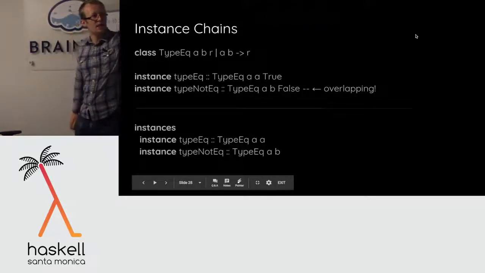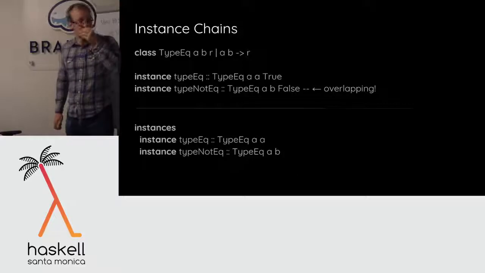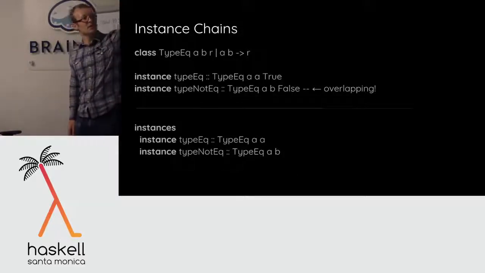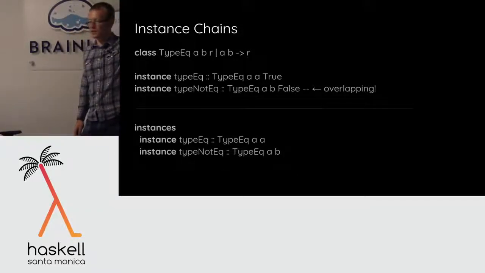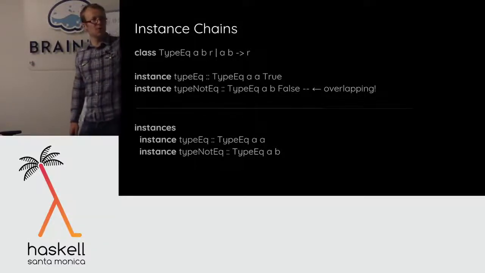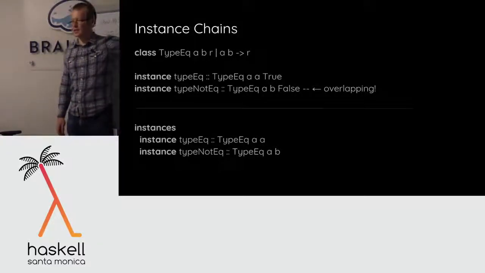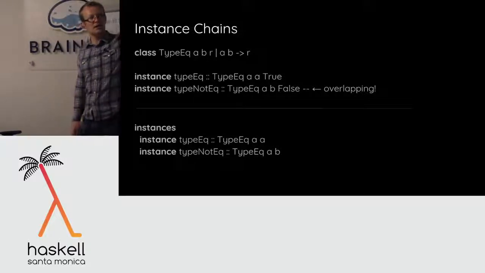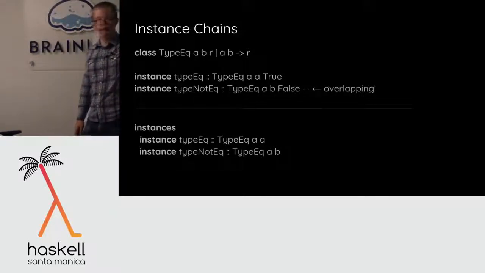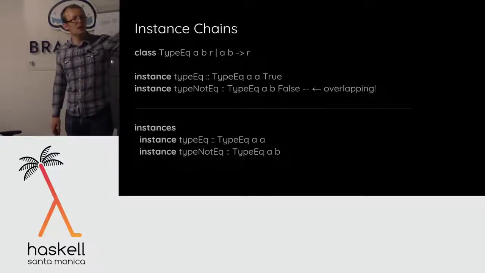The problem is that these are overlapping. Let's first read through what this says. I want a function that given two types tells me if they're equal or not. So it's a function from two types to a type level Boolean R, true or false. If you give me A and A for any A, then they're equal, so it's true. If you give me A and B, they're not equal, so it's false. The problem is I have to try this instance before I try this instance, because this instance applies to everything. They're overlapping, okay?